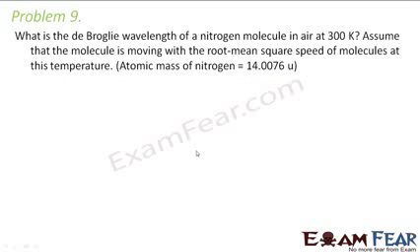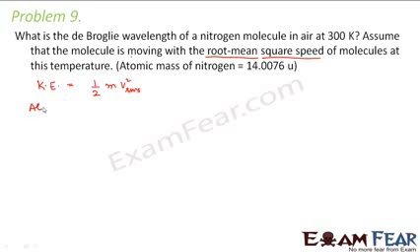Assume that the molecule is moving with the root mean square speed of molecules at this temperature. So now here we have to calculate the de Broglie wavelength of nitrogen molecule. For de Broglie wavelength we need mass and velocity. In this case the velocity is nothing but the root mean square speed, because the molecule is moving with root mean square velocity. Right? So what would be the kinetic energy of the molecule? It would be nothing but half m v RMS square.